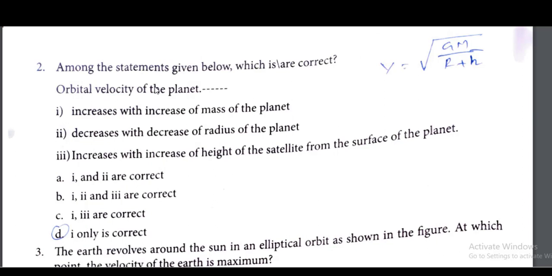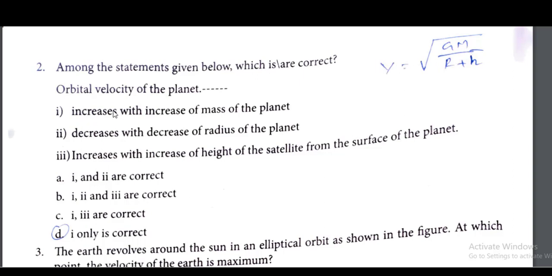Among the statements given below, which is correct? Orbital velocity of the planet is. Then you have to remember the equation for the velocity. Orbital velocity v is equal to root of GM by r plus h. Remember this equation. Now let us analyze the options. Increases with increase of the mass of the planet. Definitely it is true, because v is directly proportional to root of M.